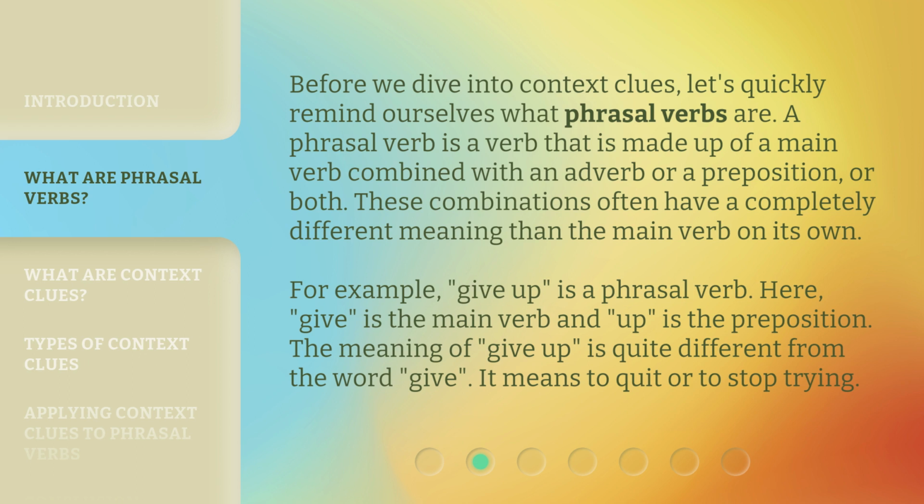Before we dive into context clues, let's quickly remind ourselves what phrasal verbs are. A phrasal verb is a verb that is made up of a main verb combined with an adverb or a preposition, or both. These combinations often have a completely different meaning than the main verb on its own. For example, give up is a phrasal verb. Here, give is the main verb and up is the preposition. The meaning of give up is quite different from the word give. It means to quit or to stop trying.